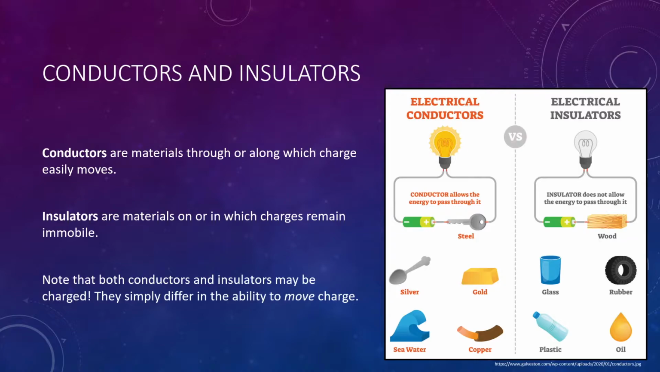On the other hand, we have insulators, which are basically the opposite. Insulators are materials where charges are immobile. In other words, charges are not able to flow through them. Great examples of these would be plastics, rubber, wool, glass, and so on. Now, there is a technicality associated with these, and that's the fact that they can both have charges on them. They can both be charged. They just differ in how they move the charge. Again, conductors let charges move through them, insulators do not.